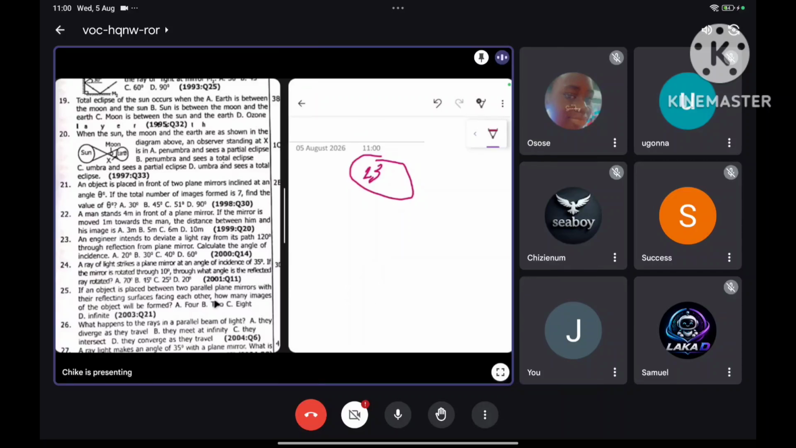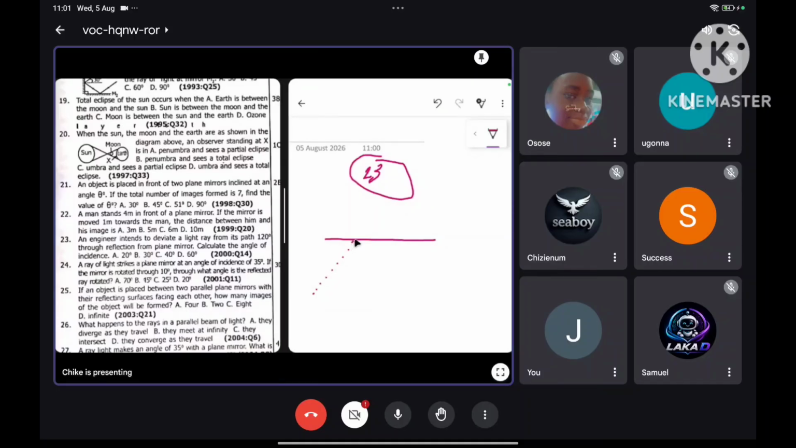Now, let me show you the plane. It says that an engineer intends to deviate a light ray from its path by 120 degrees through reflection, then calculate the angle of incidence. Now, this is the visualization of it. That means a ray of light is coming. This is the ray of light. Let me use dots. A ray of light is coming.